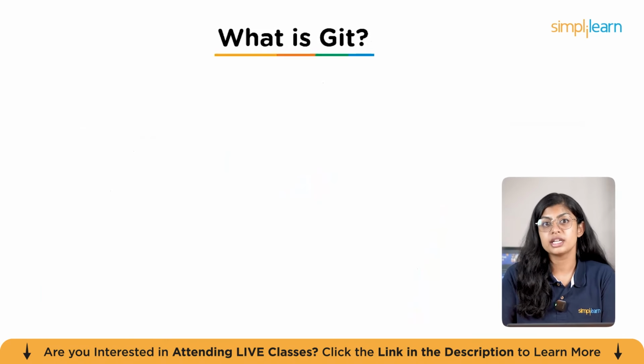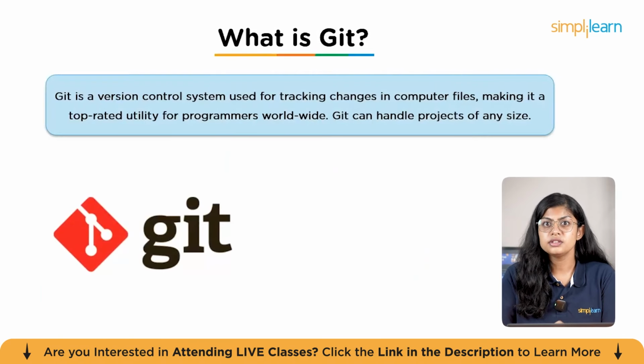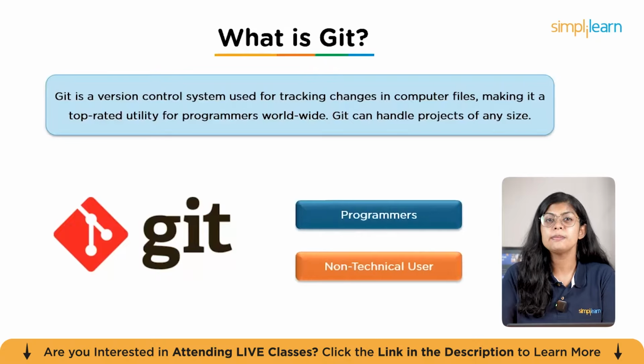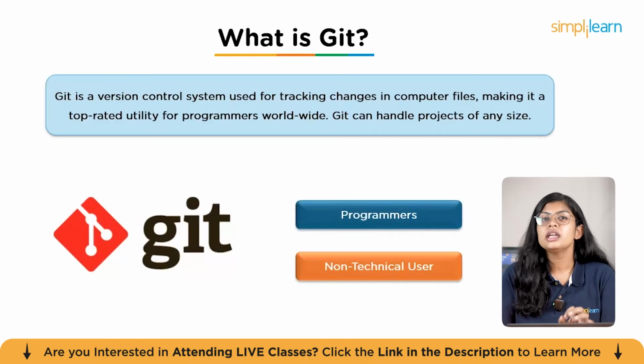Now let's move on to what is Git. Git is a version control system used for tracking changes in computer files, making it a top-rated utility for programmers worldwide. Git can handle projects of any size. Git is used to coordinate the workflow among the project team members and track their progress over time. It also benefits both programmers and non-technical users by keeping track of their project files. Git allows multiple users to work together without disrupting each other's work. Now that you have been introduced to Git, you have the foundation needed to understand version control better.